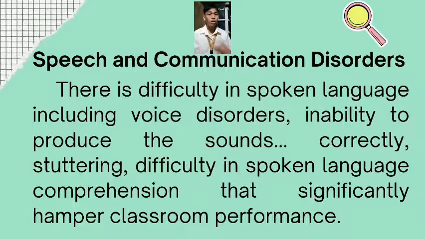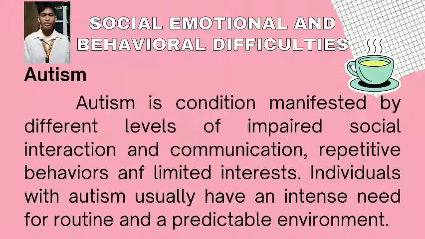It may also be a problem in recognizing and understanding the language sounds, and the construction of the words, or a problem in speaking the words clearly and apprehensively. So we come now to the second category of exceptionalities, which is the social, emotional, and behavioral difficulties. Under these difficulties, we have first the autism, or the autism spectrum disorder.